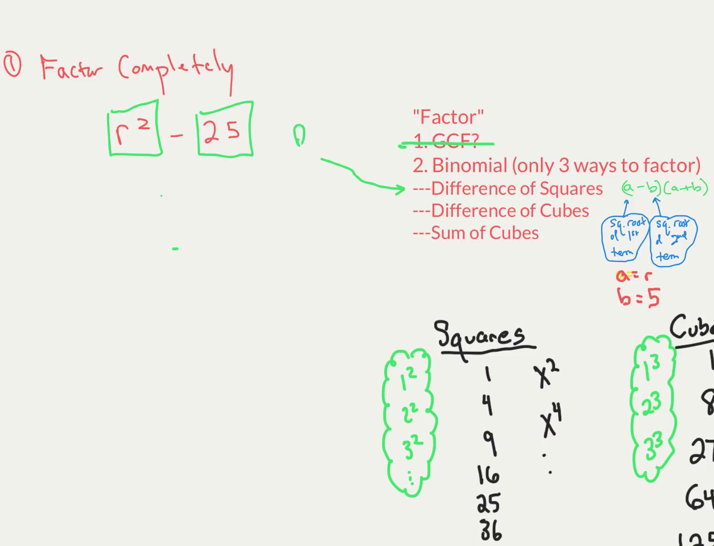So if we've labeled it difference of squares, and you'll probably want to go ahead and do that, you might write difference of squares when you're working these problems, just to remind yourself what you're dealing with. So it's going to be a minus b and then a plus b. a is r, minus b, which is 5. And then a again plus b.